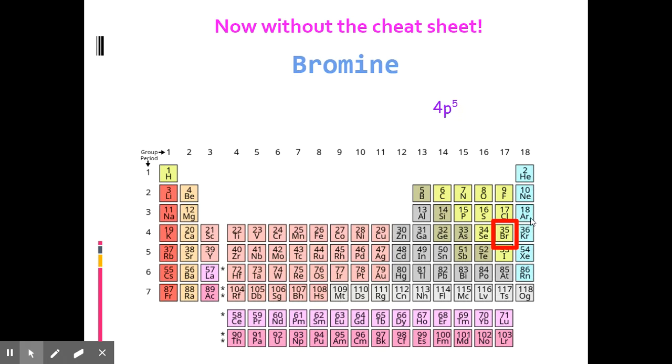Then we're going to write argon in brackets. Then we're going to come down to the next row. So 4s2. Keep going. Remember, this was 3d10. And now we are at 4p5, and we're done.